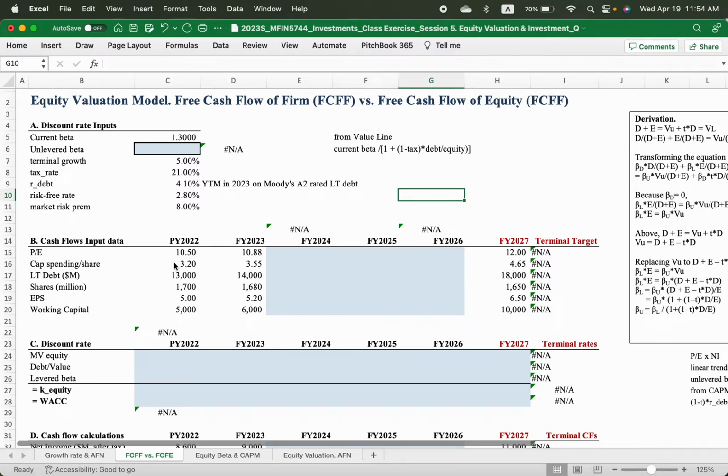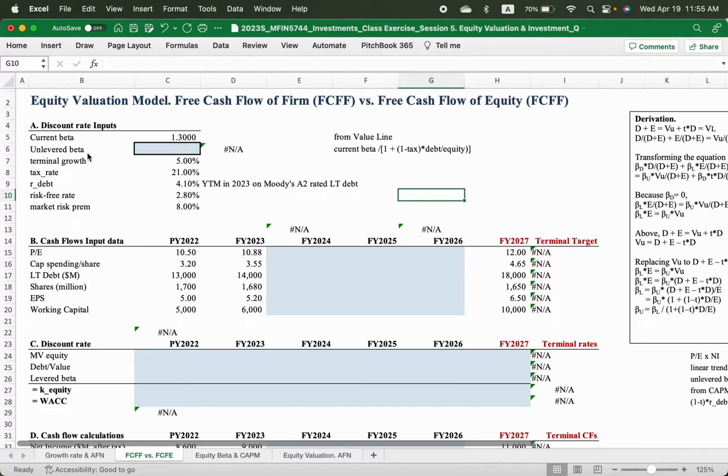This model will help you understand the equity valuation process with the free cash flow of the firm, FCFF, and the free cash flow to equity model. The equity valuation model is very simple and basic, but it's very fundamental, so that you can utilize or develop from this for your real life example.